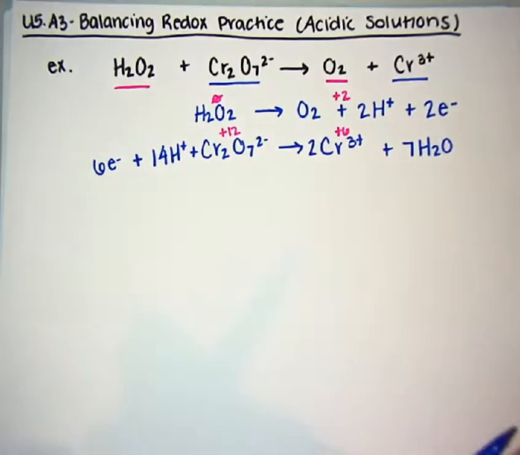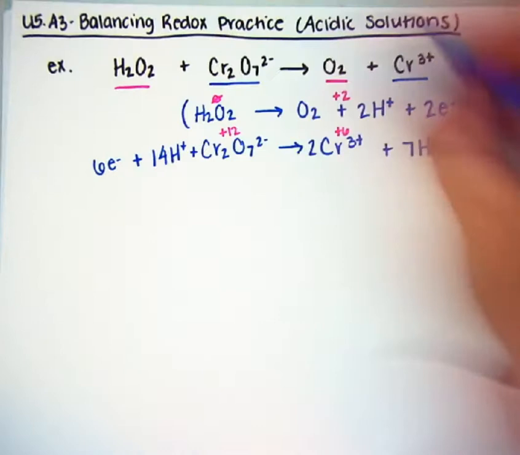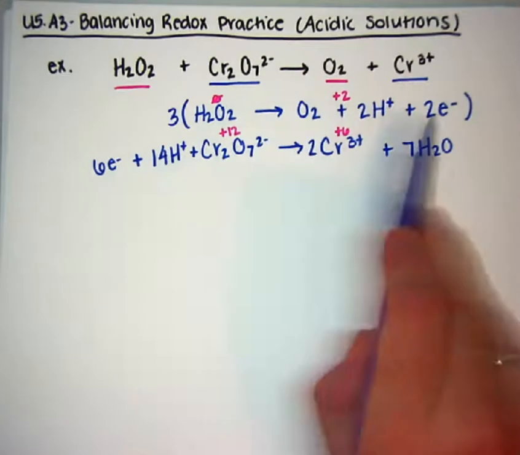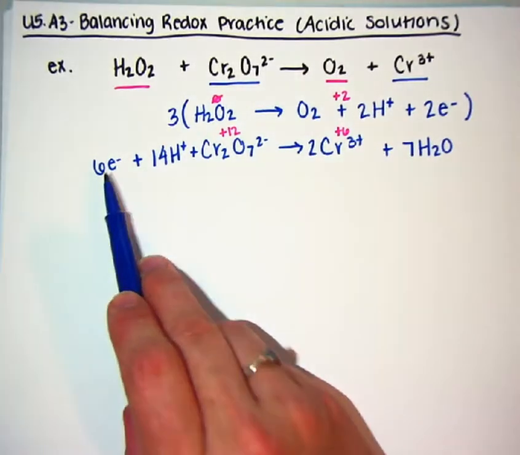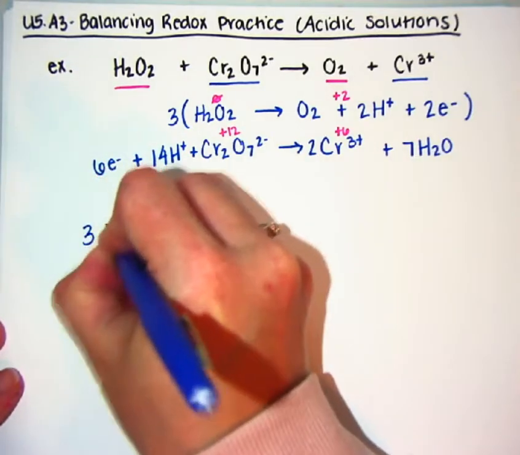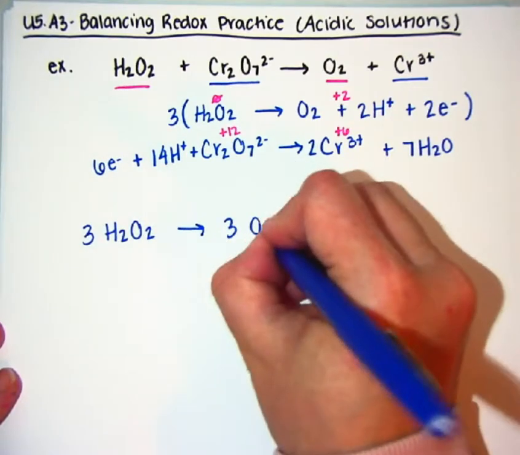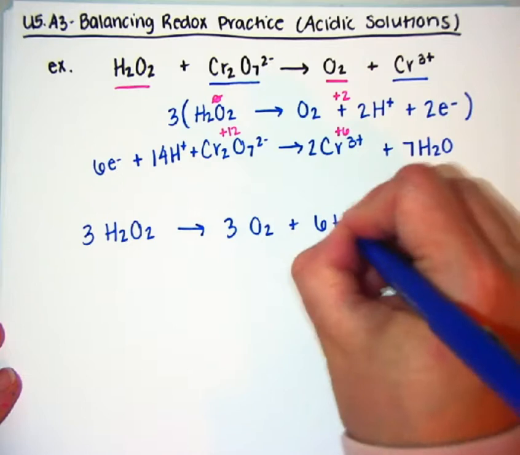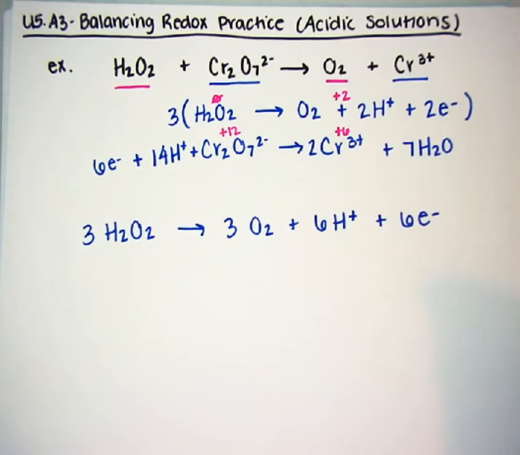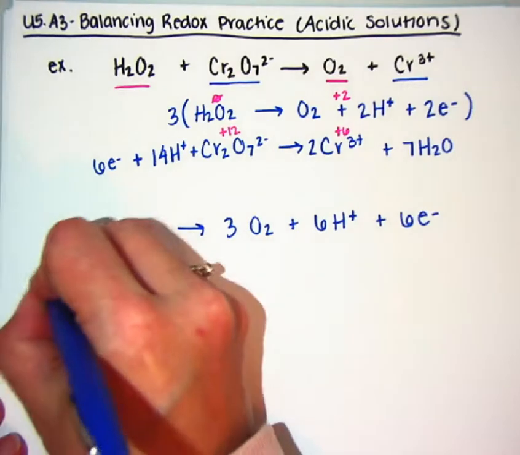Next step, equalize the electrons. The electrons have to be the same. So all I need to do is multiply the first reaction by 3. 3 times 2 gives me 6 electrons. So don't multiply the second reaction by anything. I'm going to rewrite the second equation just so we can see what's going on a little easier.